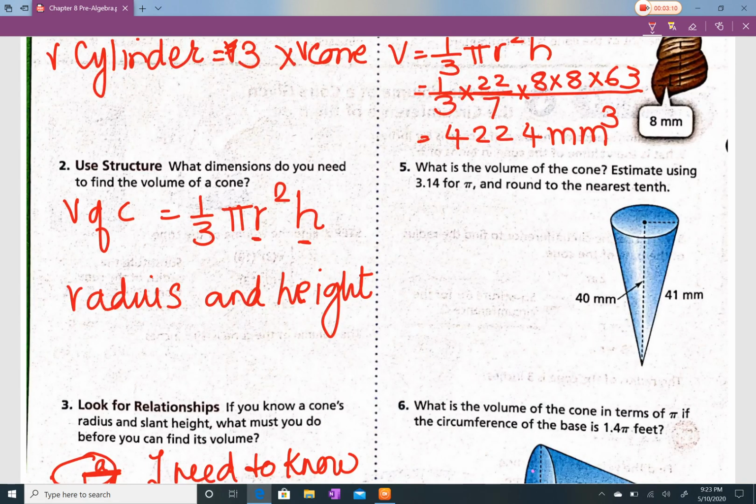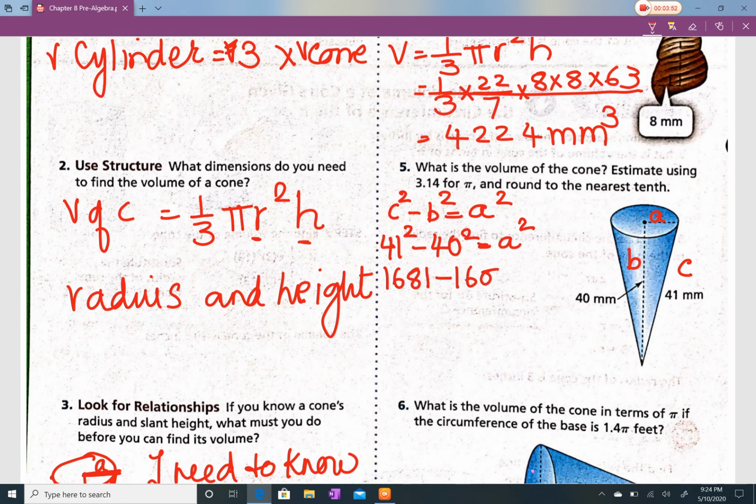Now here I have to find the volume, but they did not give me the radius. They gave me the slant height. So C is given. Suppose this is P, A is not given. So I know C square minus B square is equal to A square. So C is 41 minus B square, which is 40, is equal to A square. Okay, so 41 square is 41 times 41, which is 1681. 40 square is 40 times 40, which is 1600, is equal to A square. So 81 is equal to A square. If you take the radical of 81, you get 9 is equal to A.